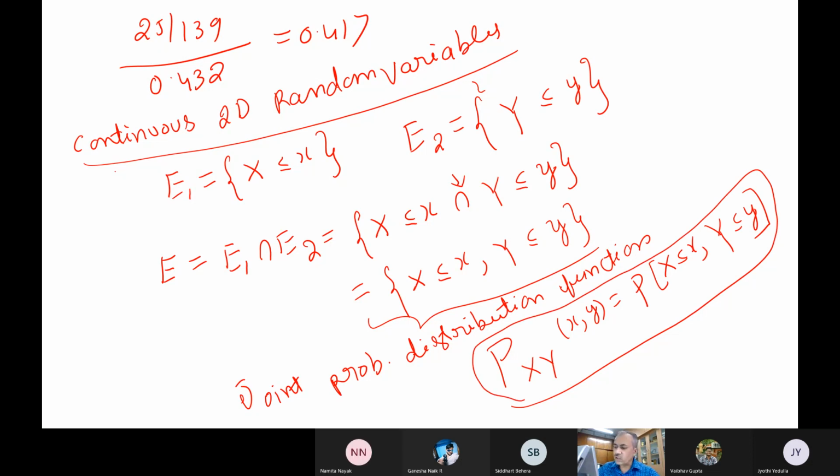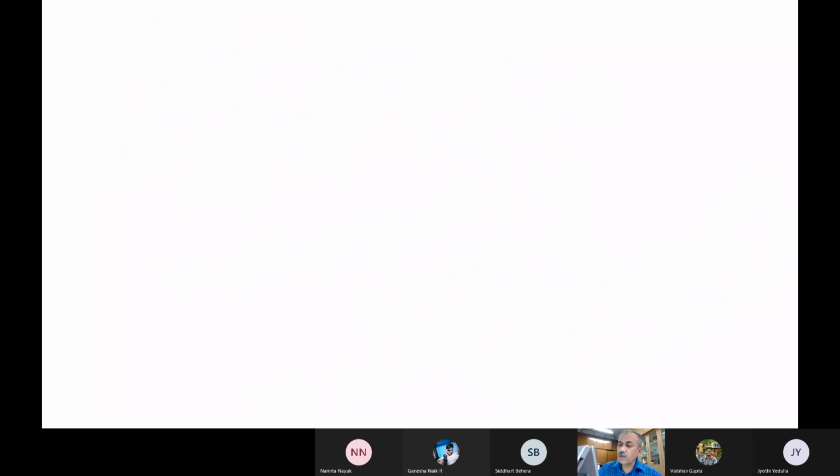In the same fashion, whatever example I showed you was discrete, now it may be continuous. Similarly, we can write the joint density also. Now how do you get the density function from the distribution? What's the relationship between the probability distribution function and the probability density function?